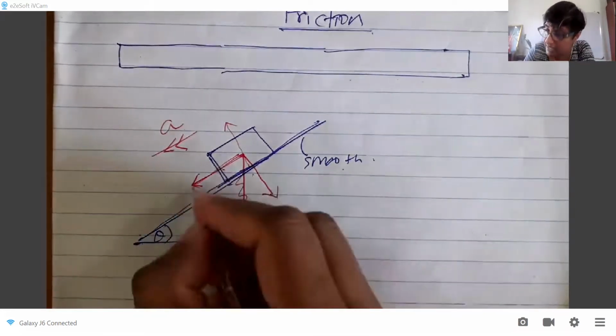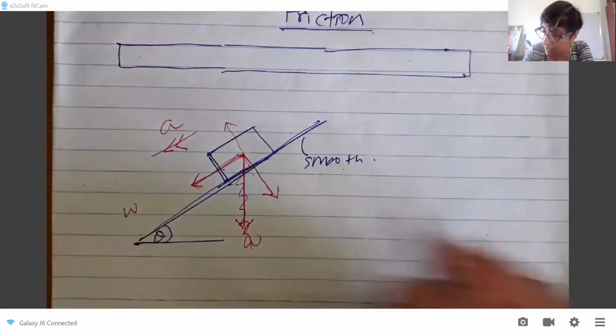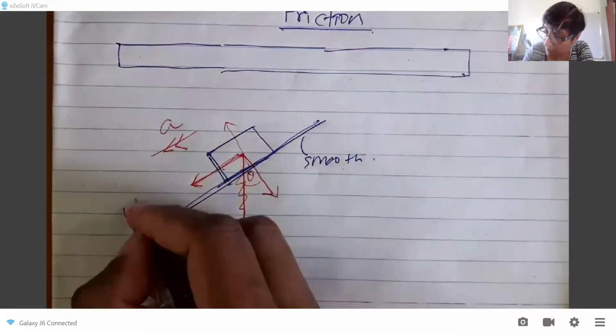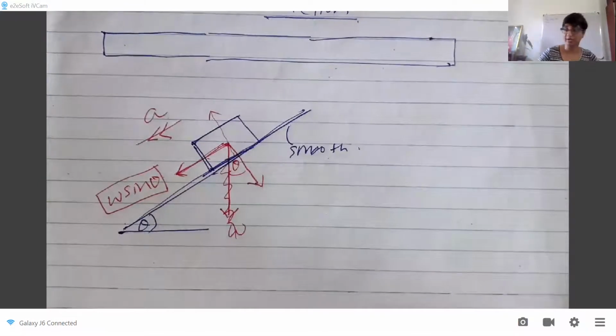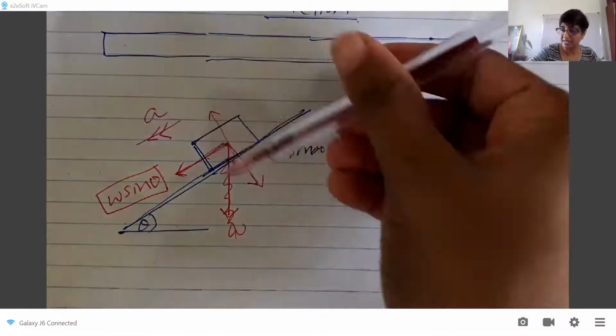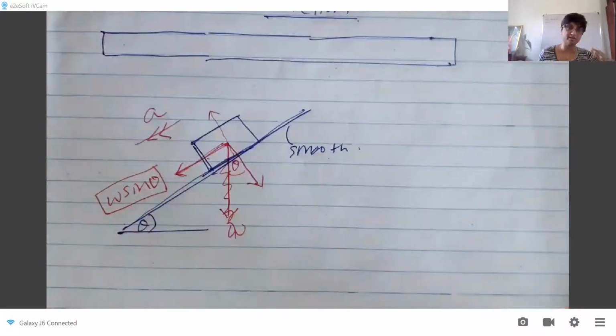And then this is the one, well, how much is that? The theta will be here, W sine theta. This is the force that is moving it down. There is no friction, so that's the only single force acting in this direction. So it will accelerate down, right? So this is when the things are smooth.